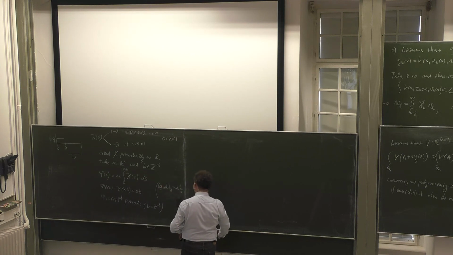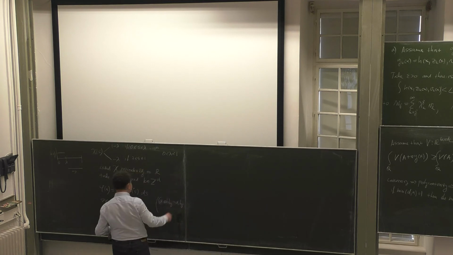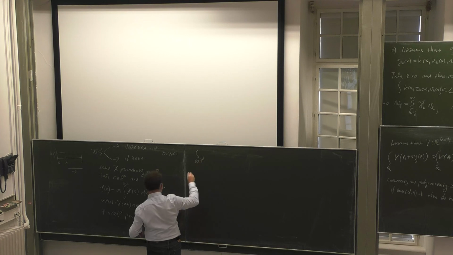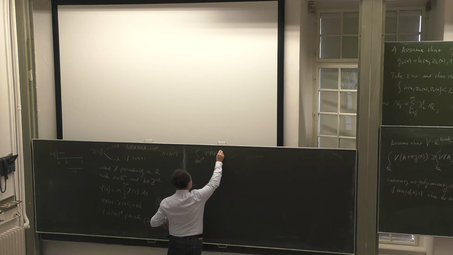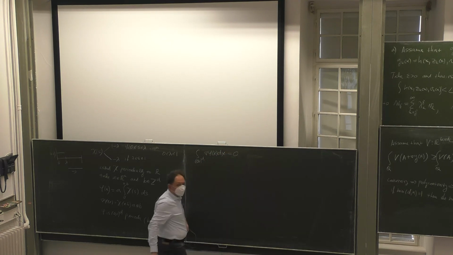So let's plug it there. What we also see here is that because it's a periodic function, the gradient of phi(x) integrated over [0,1]^d dx has to be 0 because it's a periodic function.